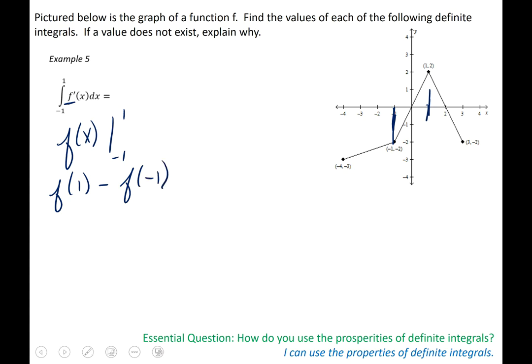Well, I'm not finding areas this time. I'm using the graph to find these y values. So when I go to 1 on my graph, my y value is 2. When I go to -1 on my graph, my y value is -2. Double negative is going to become positive, so that when I integrate it equals 4.